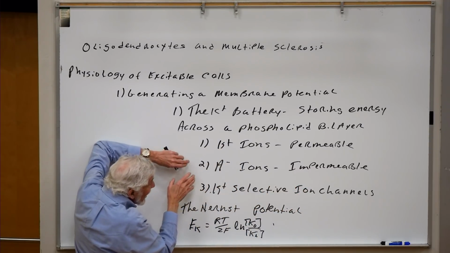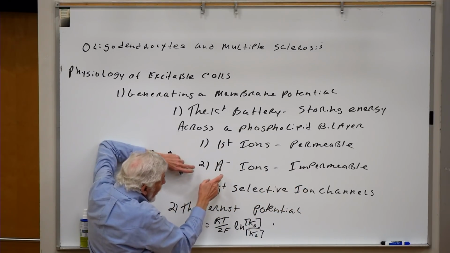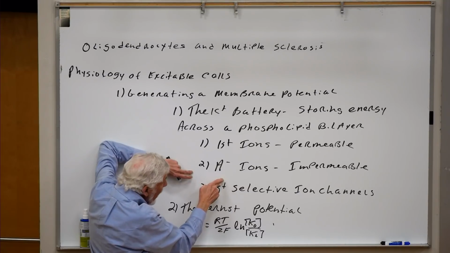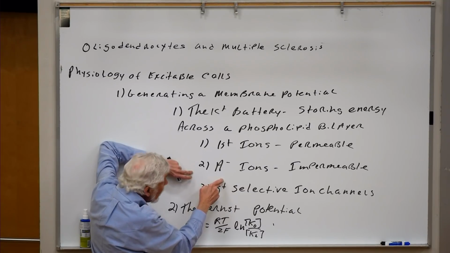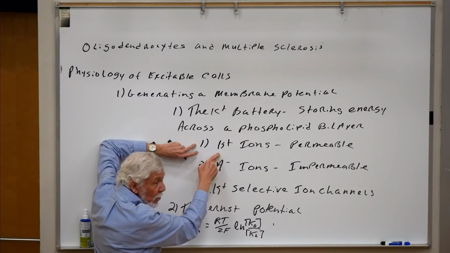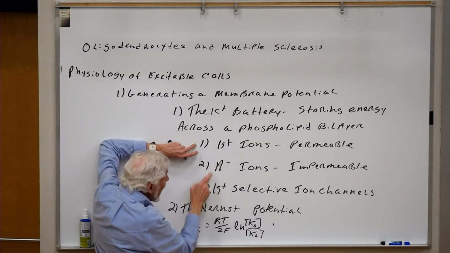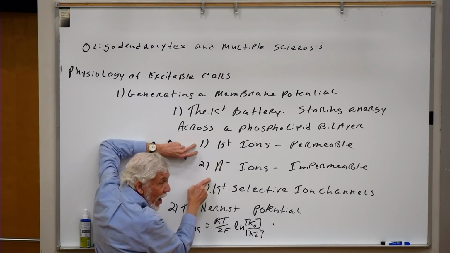Then what we have to think about is the idea that we have these negatively charged ions on the inside that don't move, along with potassium ions. So now we're going to get an electromagnetic interaction between these two.